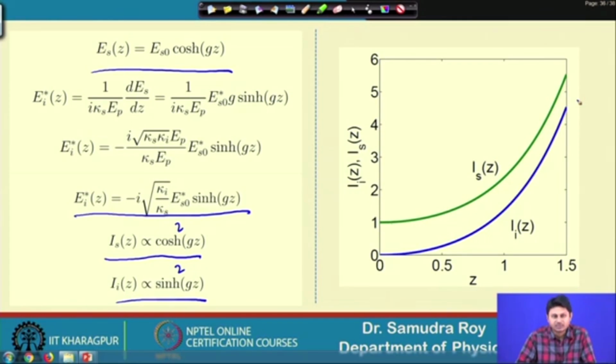In the next class we will do a similar kind of approach and try to find out what happens if I generate some frequency under optical parametric amplification. So, for optical parametric amplification, how the sum frequency is going to be generated, we will study in the next class.